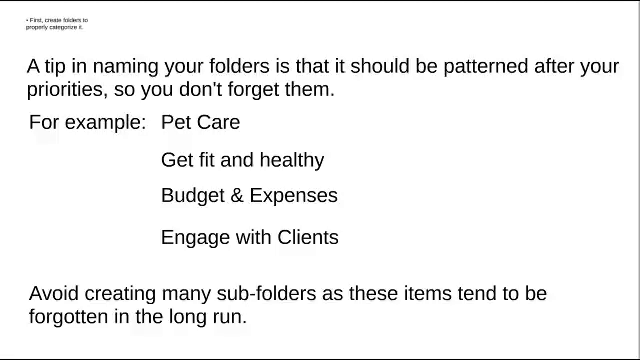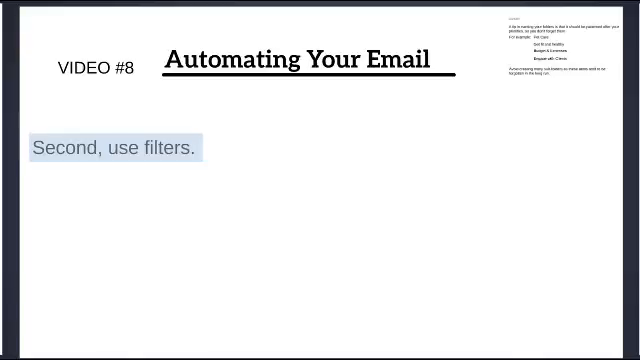Now, you want to avoid creating many subfolders, as these items tend to be forgotten in the long run. So try to keep them as general as possible. Now, let's talk about filtering. How do you get hundreds of emails to filter out and get placed automatically into your folders? Well, to do that, you basically want to create filters.